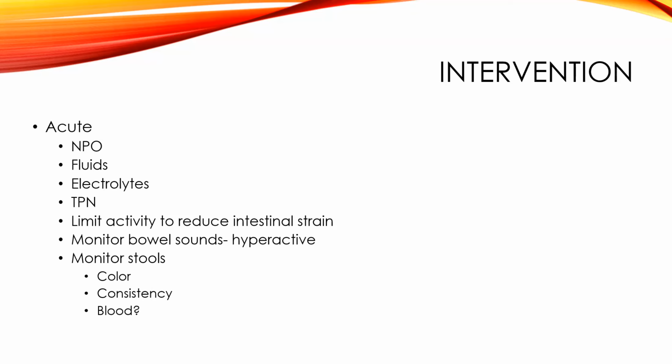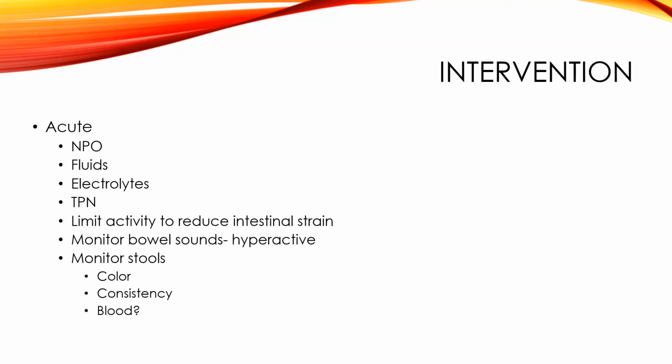Intervention-wise, for the acute phase, they're definitely going to be NPO. You want to give the bowels a rest. You're definitely going to give them some fluids, whether it's normal saline or D5. Whatever IV fluid you give them is to help get them back to being hydrated. You're going to look at their electrolytes. So if their potassium's off or their magnesium is off, you're going to replace those.